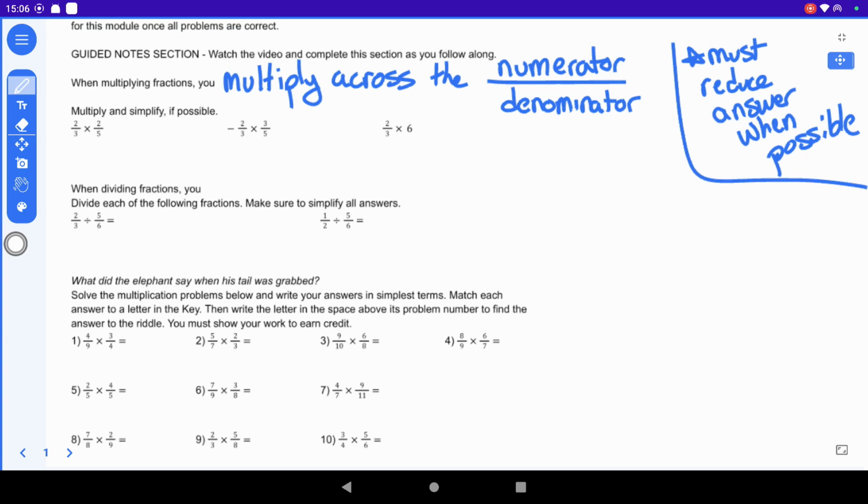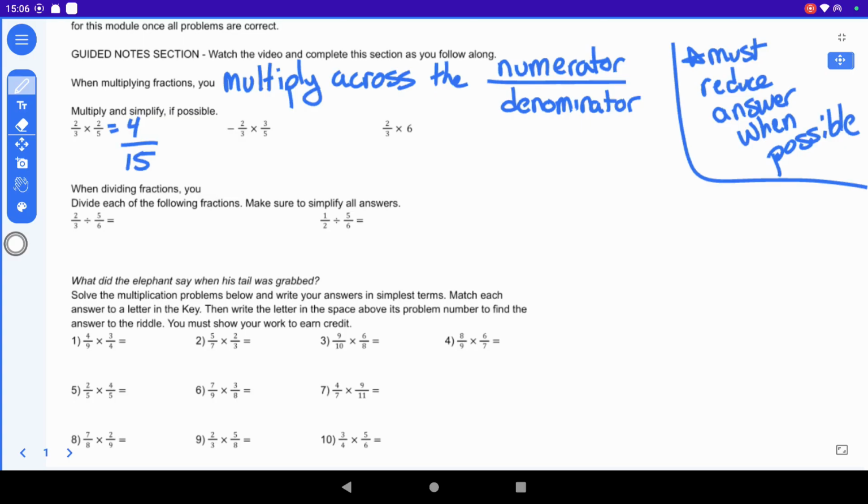So on this first example we have 2 thirds times 2 fifths, so we're going to go across the top. 2 times 2 is 4. On the bottom 3 times 5 is 15. And is there a common number that goes into both 4 and 15? And the answer is no.